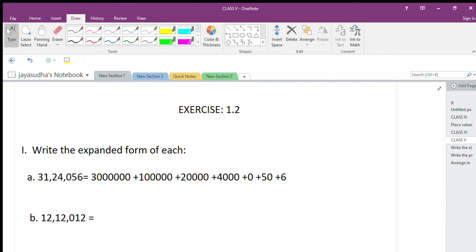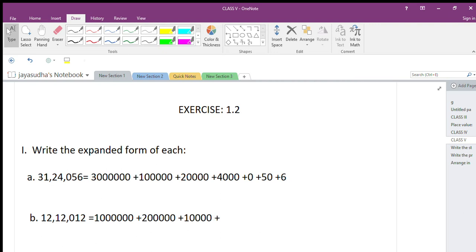Tell the answer. First, what do you write? 1. After 1, how many digits? 6 digits, so 6 zeros: 1, 2, 3, 4, 5, 6. Then plus. Then what about the next digit? 2. After 2, 5 digits: 1, 2, 3, 4, 5. Then what is the next digit? 1. After 1, how many digits? 4 digits, so 4 zeros.